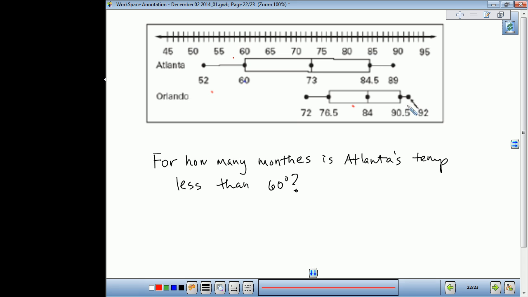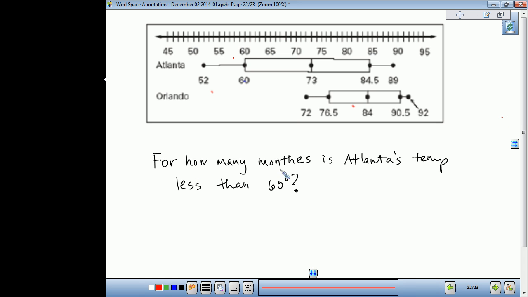But they're averages. So here, which one has a larger spread of data? Atlanta. The range of temperatures in Atlanta is greater than the range of temperatures in Orlando. That makes sense, because of where we live and where we're located and all sorts of things.